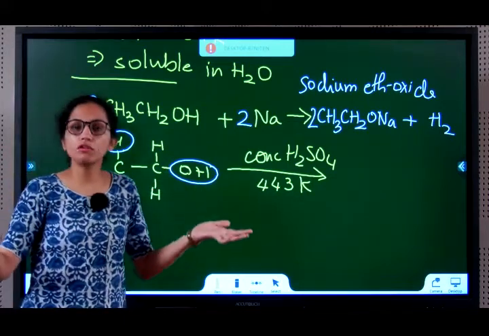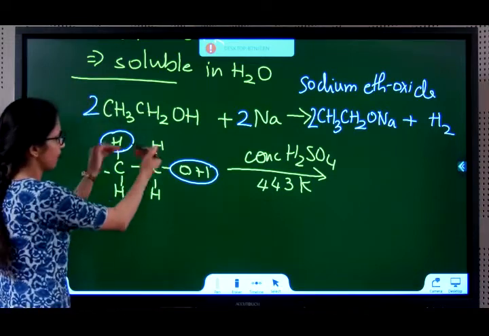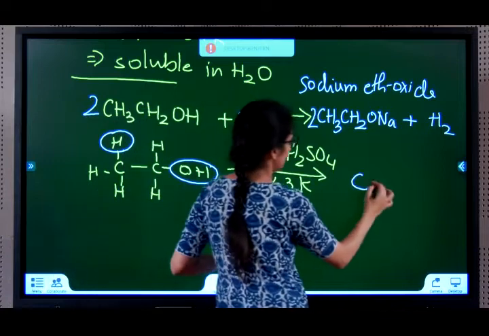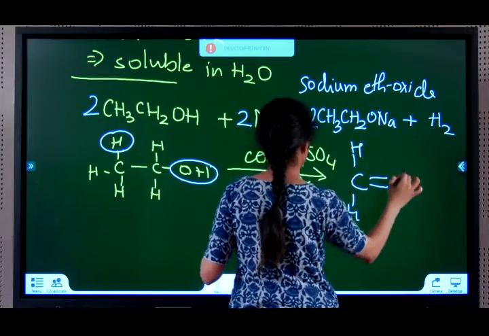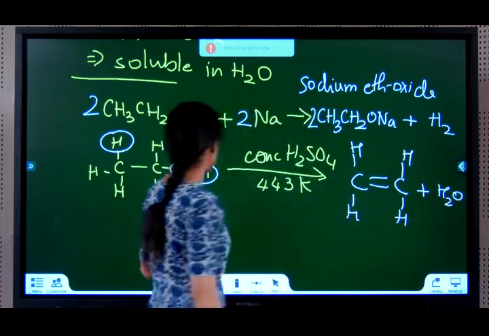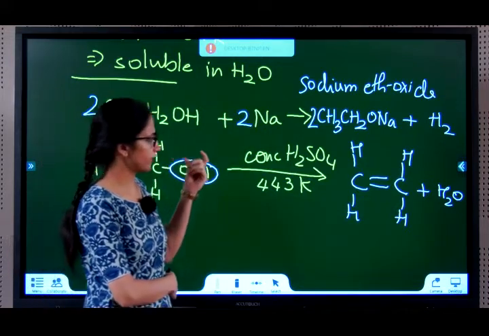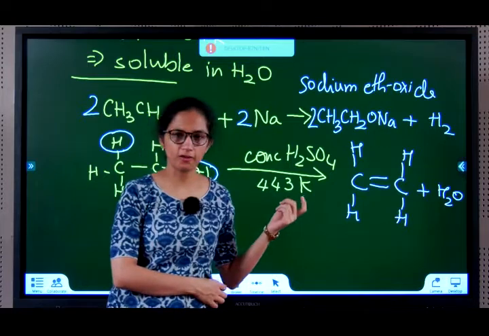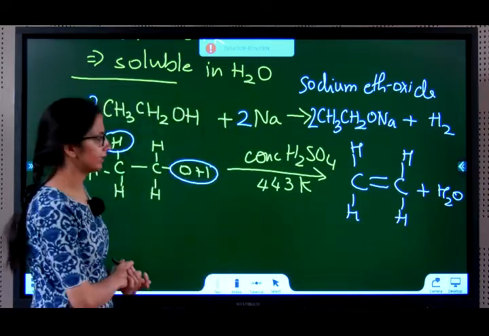So they're like, what do we do? We want to get satisfied. They shake hands. So now this bond shakes hand with this and this compound therefore becomes C double bond C and H, H, H, H plus H2O. Ethanol on reaction with concentrated sulfuric acid at 443 Kelvin gets converted to ethene.